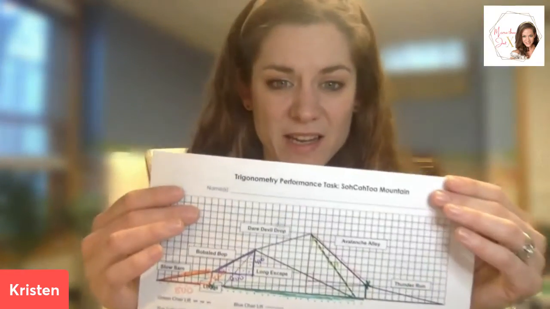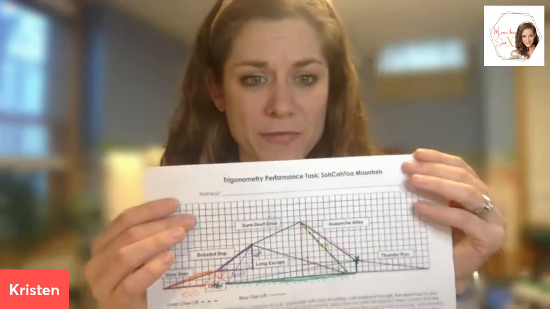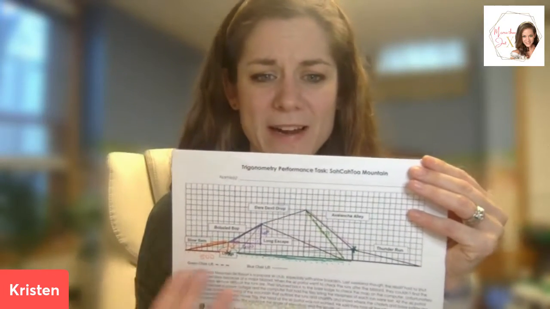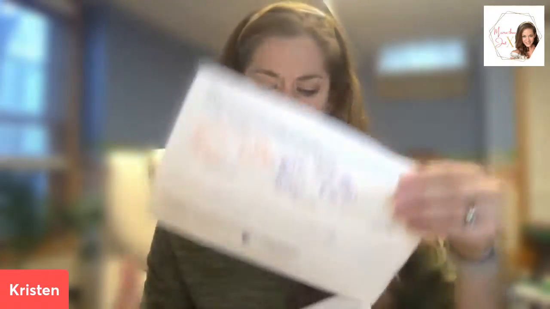We gave our students this performance task. It is Sokotoa Mountain. It's got this beautiful sketch of a mountain here, right? And our students used basic Pythagorean theorem and trigonometry skills to analyze the different runs.